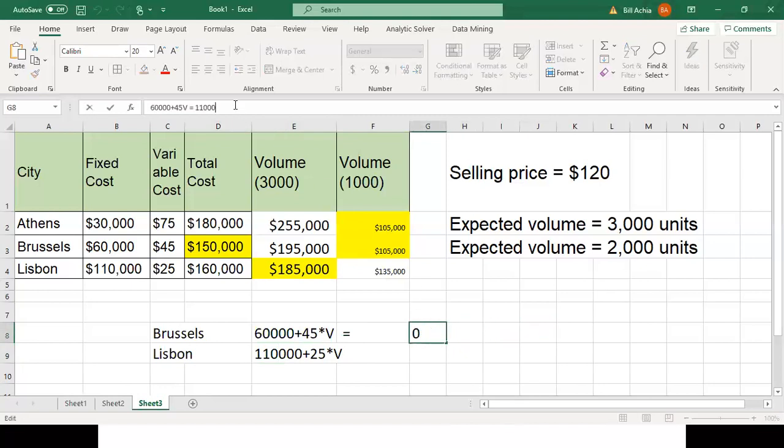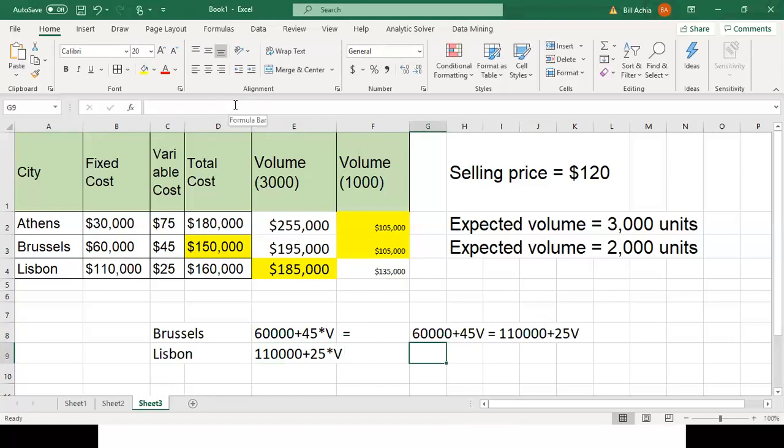So that'll equal 110,000 plus 25V. Okay, so now if we get the like terms together, we can try and figure out what's this volume V where we're indifferent between Brussels and Lisbon. And so I'll do this and say 45V minus 25V equals 110,000 minus 60,000.